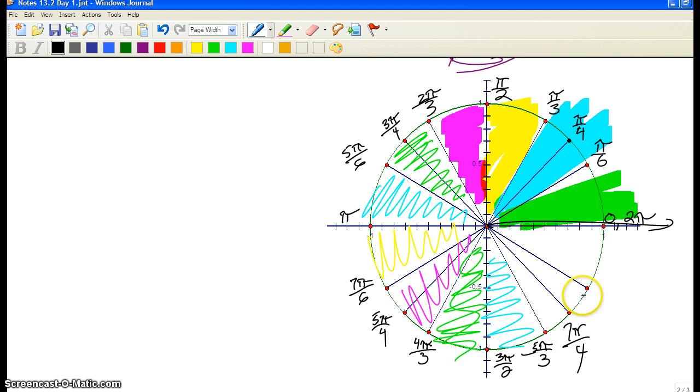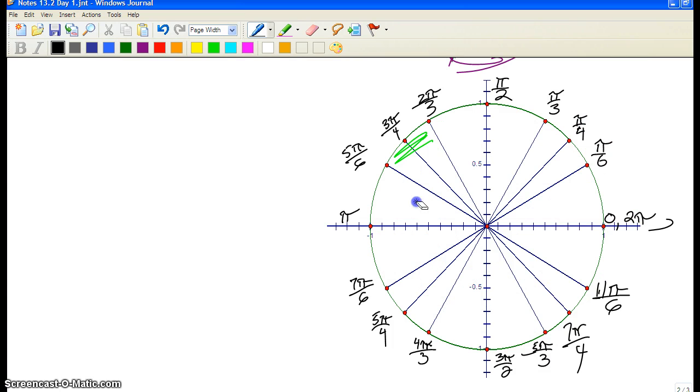10/6. 7/6. Okay? And then, wait, 11/6, sorry, counted wrong. 11/6, and then we have 12/6, back to 2 pi. Okay? That was exciting. You're going to need to be able to do that. That's actually going to be like your first quiz, by the way, filling this thing out.